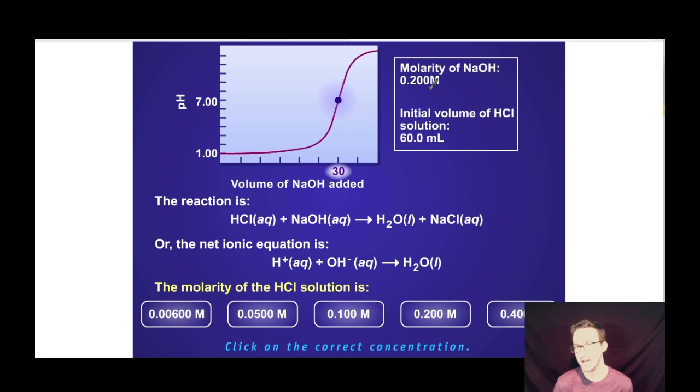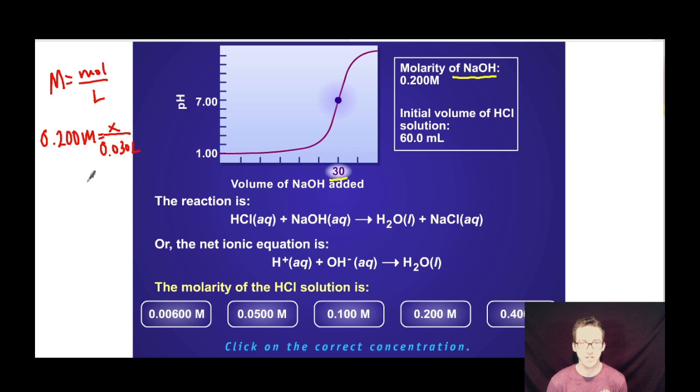Now the very first thing that I'm going to do is determine how many moles of sodium hydroxide I used. I know the concentration of my sodium hydroxide, and I know that I used 30 milliliters of it. I'm going to use my molarity formula, moles per liter. I know my concentration, 0.200 molar, and I used 30 milliliters or 0.030 liters. A quick algebraic calculation here indicates that my number of moles is 0.006 moles of sodium hydroxide used.